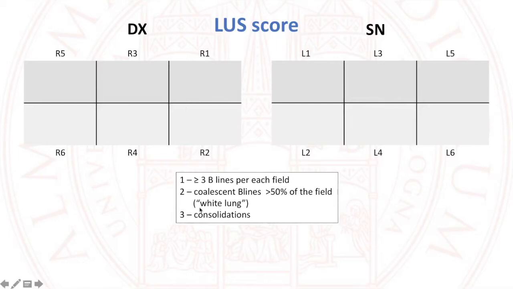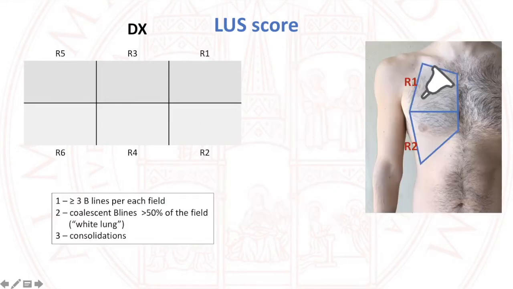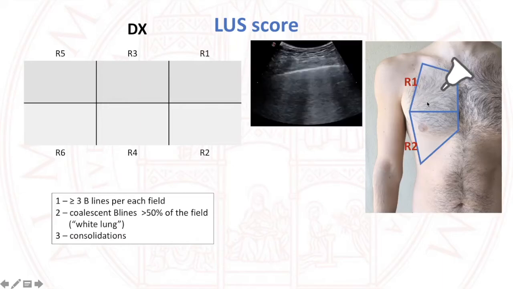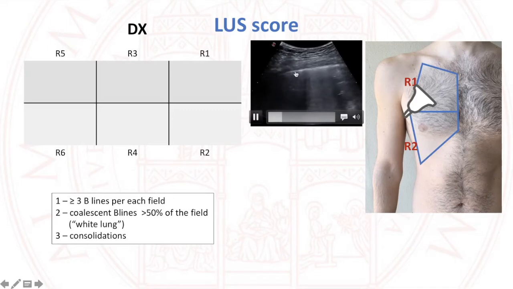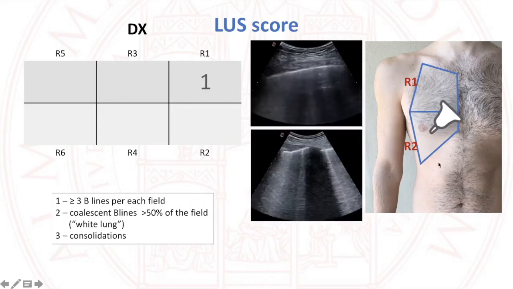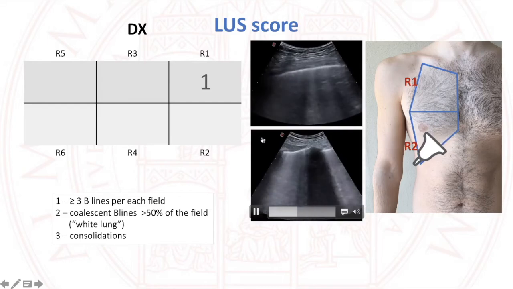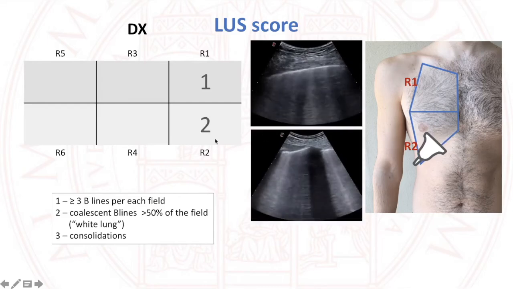For each area, the worst score that we can see scanning, moving the probe around, is given. For example, we start from the right anterior upper chest. We move the probe as thoroughly as we can, and we, for example, find this pattern, which is given a score of 1, and it is reported in the grid. Then the same is done for the lower part. This pattern would be given a 2, and so on.